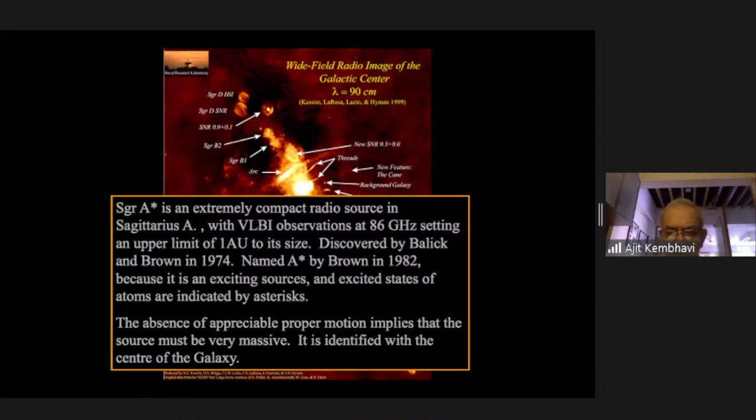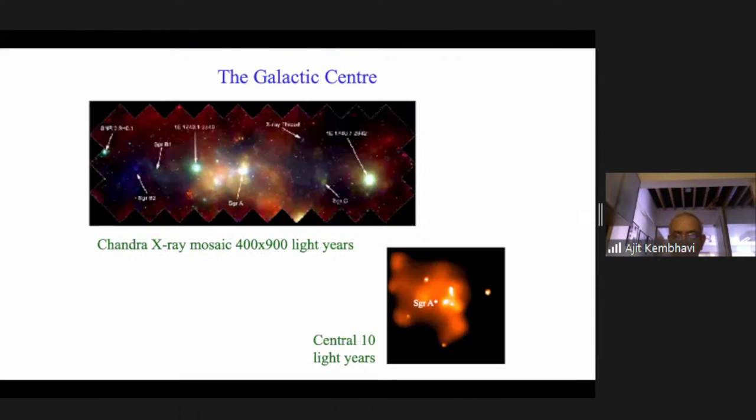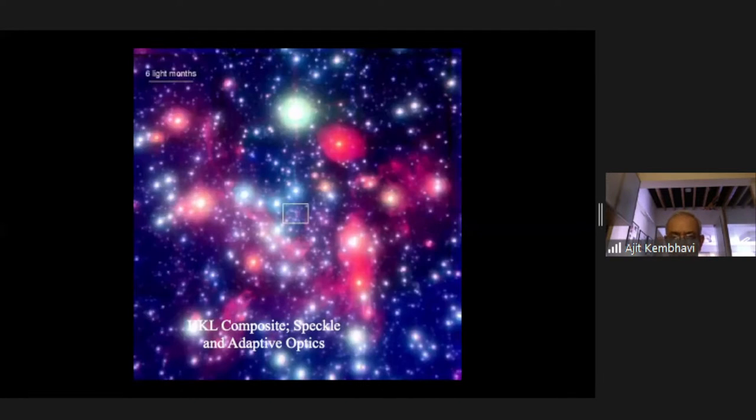And then it was found that this particular source is not moving at all. Meaning, it doesn't mean it doesn't move at all. It means that the movement was much less than could be resolved at the time. Therefore it implies that the source was very massive. Now, I won't go into this.